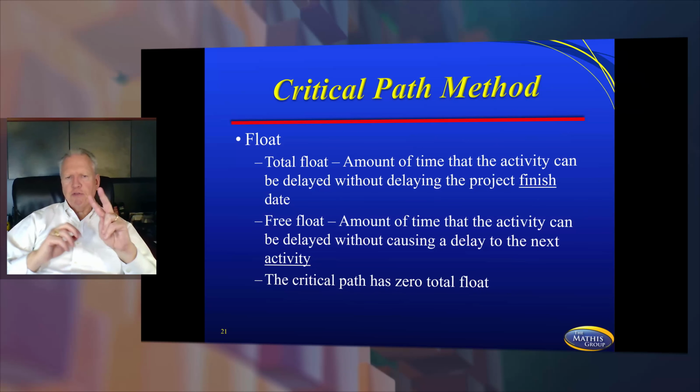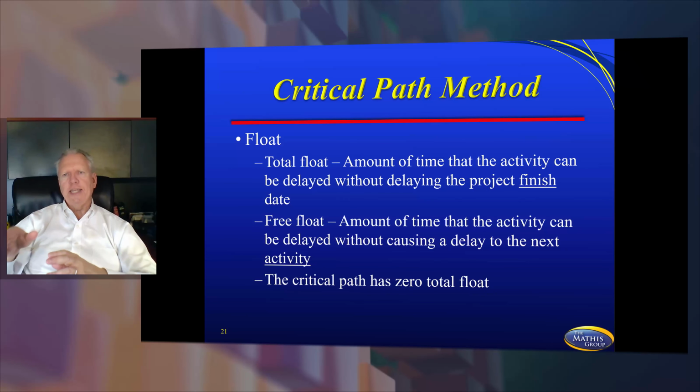All right, so you've got two types of float. You have total float. It's the total amount of time we can delay the project without affecting the total end date of the project, the finish date. Free float is the amount of time I can delay an activity without hurting the very next activity. And then the critical path has zero total float.